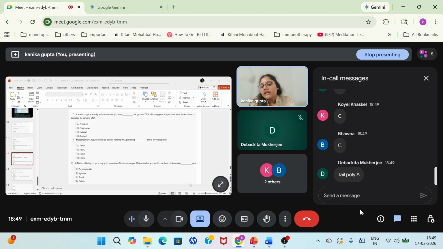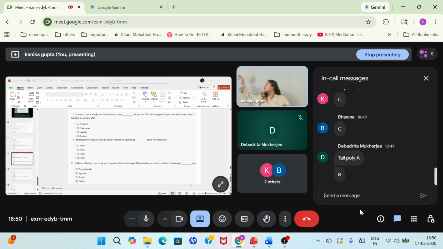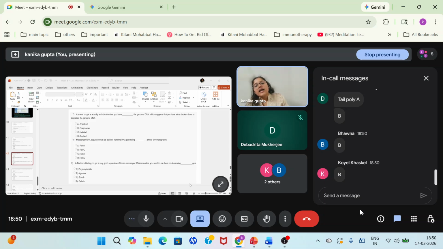To get a very good separation of these messenger RNA molecules, you need to run them on a denaturing dash gel. What type of gel? Which gel? Question number 9. Yes, it is agarose gel. Yes, right.